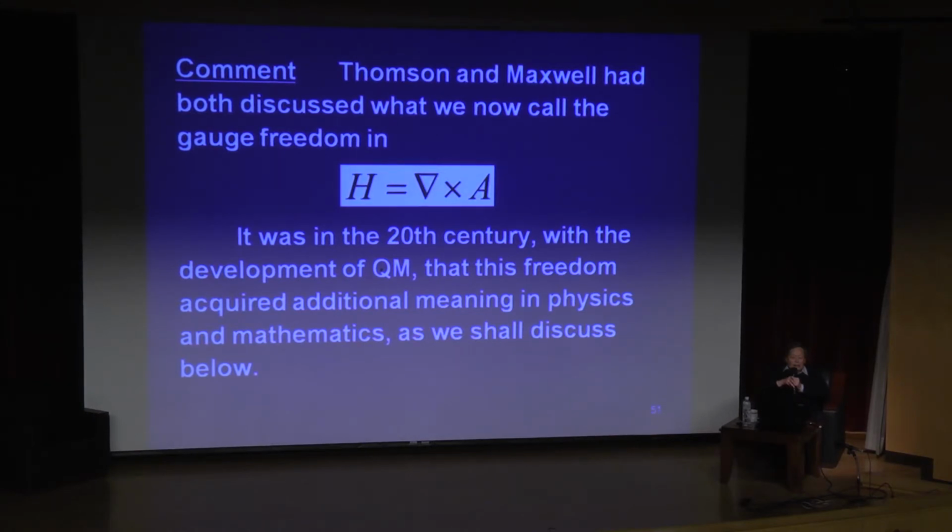Thomson and Maxwell had both discussed what we now call the gauge freedom in the equation H equals curl of A, because this equation, starting from H, does not define A uniquely. We all know you can add a gradient function to A, and that does not change this equation. It was in the 20th century, with the development of quantum mechanics, that this freedom acquired additional meaning in physics and mathematics, as we shall discuss below.